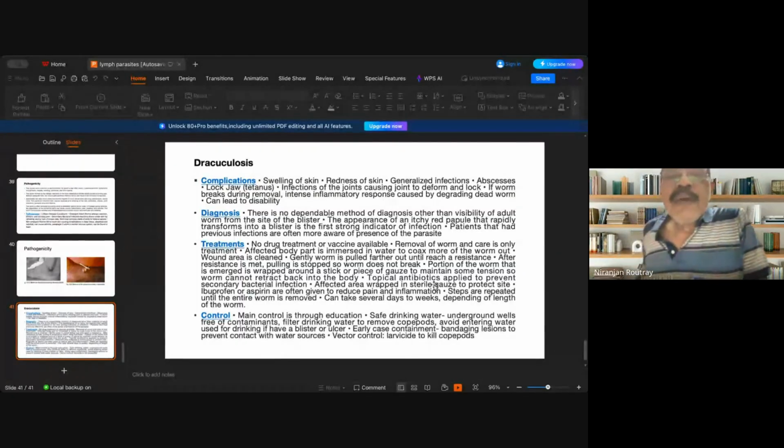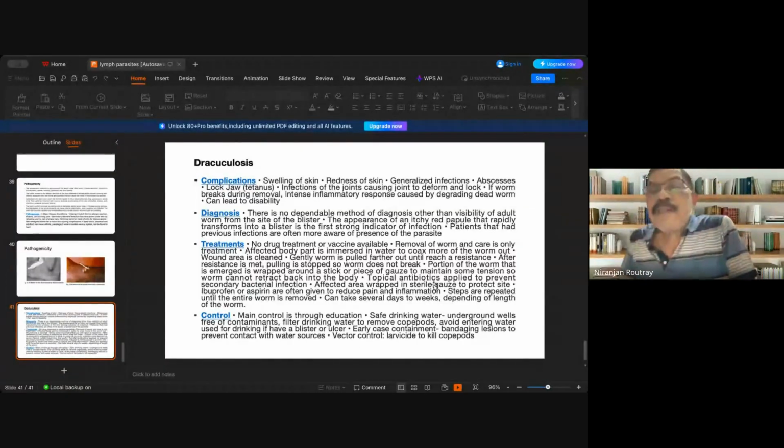So diagnosis, there is no dependable method of diagnosis other than visibility of adult worm from the site of the blister. Blister जोठी ହେଲା adult worm देखा ଯିବ ଆଉ देखा ଯଦି ପାଖକୁ ଚାଲି ଆସିଲା immediately ତାକୁ ଧରିକିରି ତାକୁ ଗୁଡେଇକି ତାକୁ ବାହାର କରିବା କଥା. Appearance of an itchy red papule that rapidly transforms into a blister.